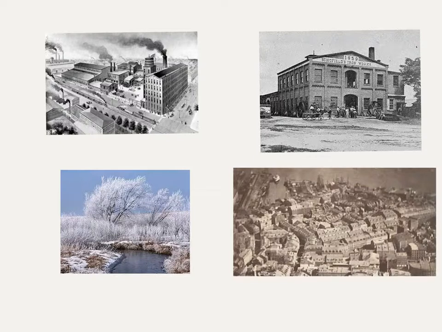In the North, you have large urban areas or cities. This is a picture of Boston from 1860. It's also the oldest aerial photo of the United States.